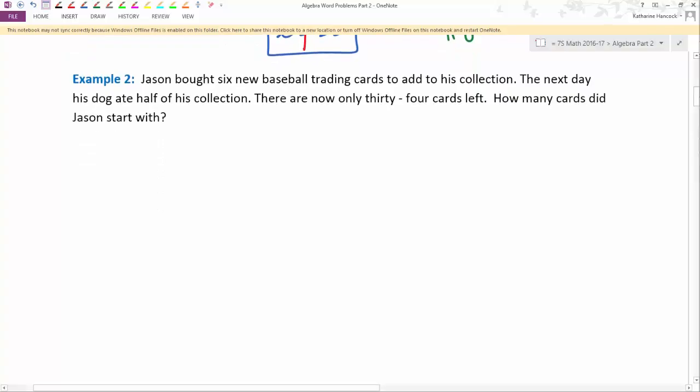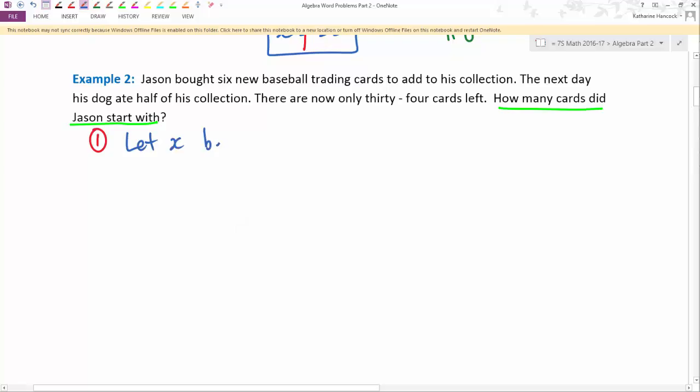Example 2. Jason bought 6 new baseball trading cards to add to his collection. The next day, his dog ate half of his collection. Now there's only 34 cards left. How many cards did Jason start with? My let statement's going to come from the final part. How many cards did Jason start with?